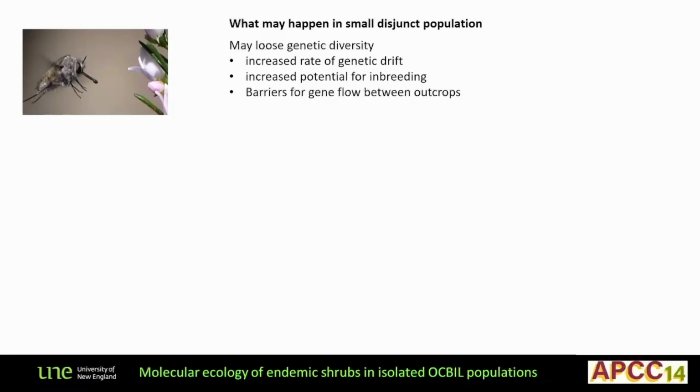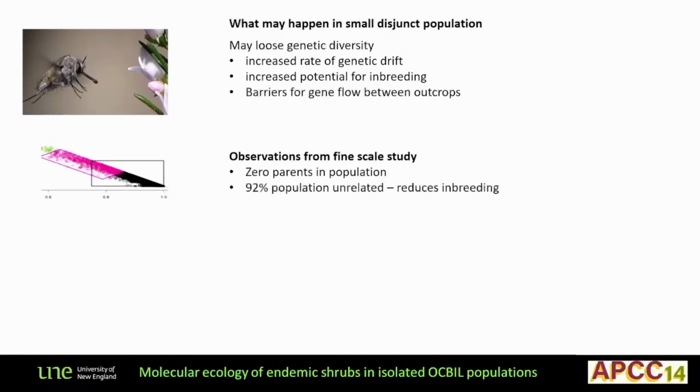So in summarising, it's covered a fair bit there. What may happen in a small disjunct population is you may lose genetic diversity through genetic drift. If they're disjunct populations, you don't get that gene flow to replace that genetic diversity because of barriers. And you also have the potential for inbreeding, which all reduces your genetic diversity. And genetic diversity is considered key to survival. It adds to your adaptive potential, and adaptive potential is what all living organisms use to adjust to changing environments.